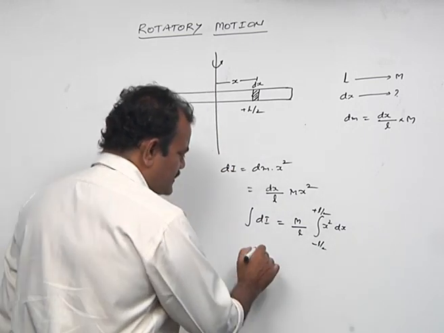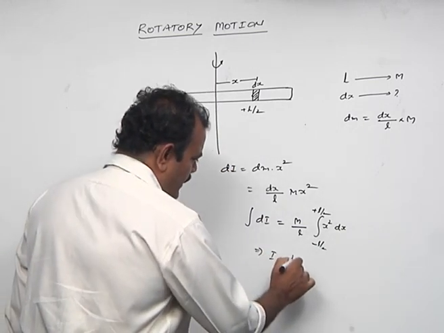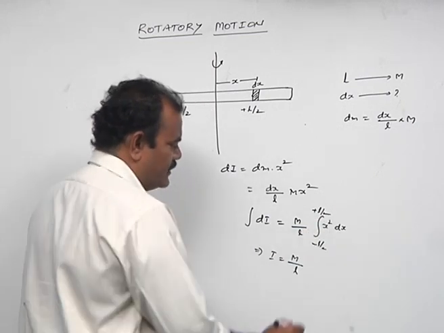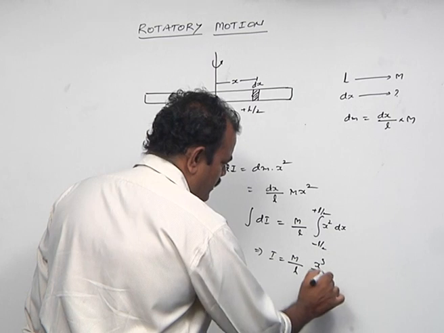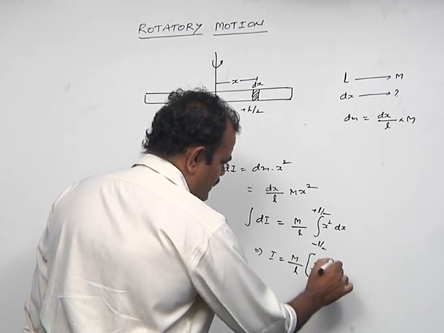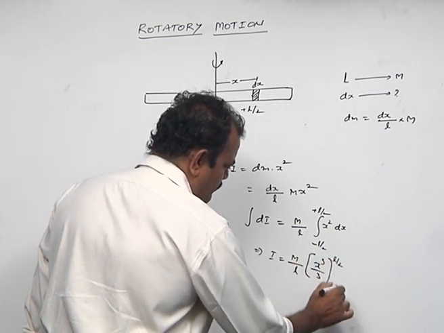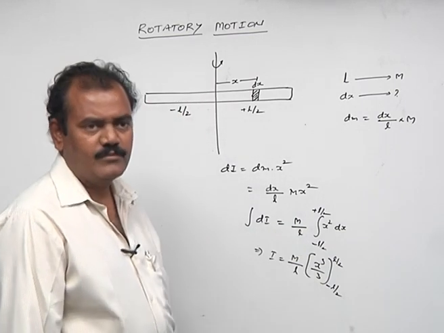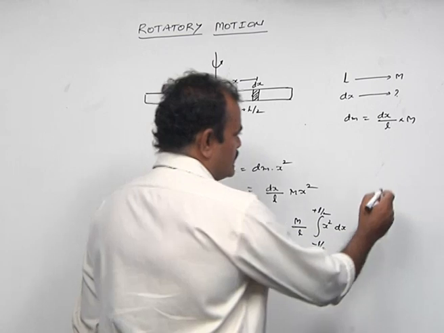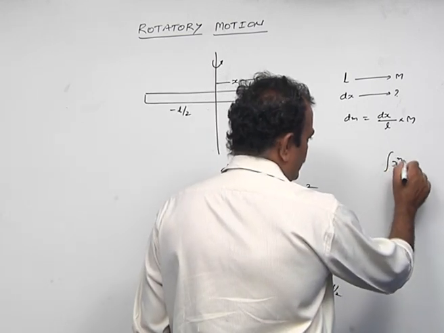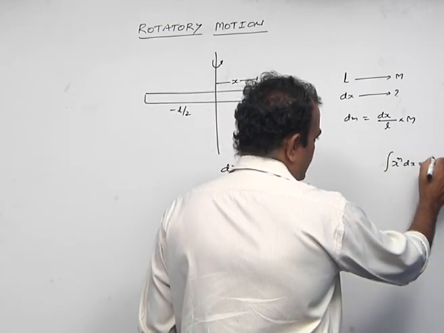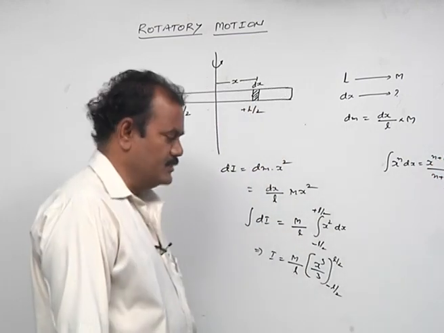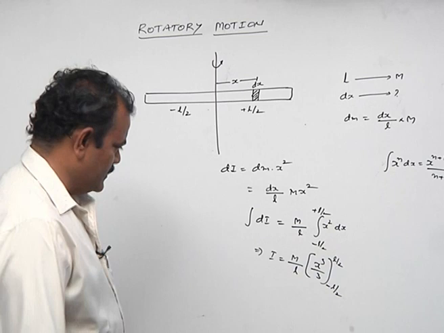Now integral dI is equal to I, and again it is M by L here, and thereafter integral x square dx means x to the power 3 by 3, between the limits minus L by 2 to plus L by 2. Regarding that integration, the formula we have applied here is integral x to the power n dx is equal to x to the power n plus 1 by n plus 1. That formula is to be used. Now it is x cube by 3 here.